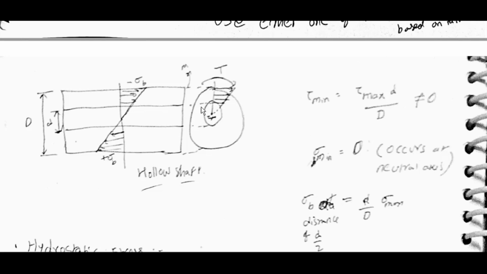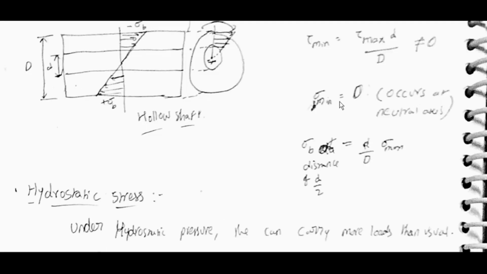Hollow shaft with torque, it will be like this. Sigma b, it will be like this. Tau min is equal to tau max into small d by capital D, not equal to 0. Sigma b min is equal to 0, occurring at the neutral axis. Sigma b at a distance of d by 2 is equal to small d by capital D into sigma max.